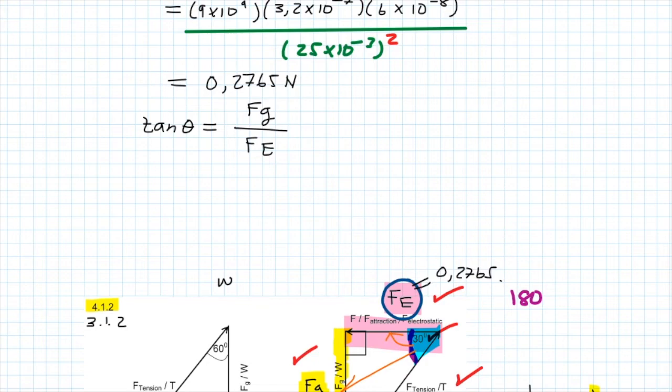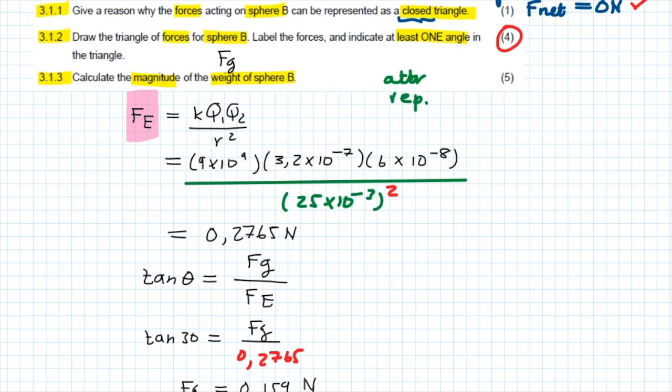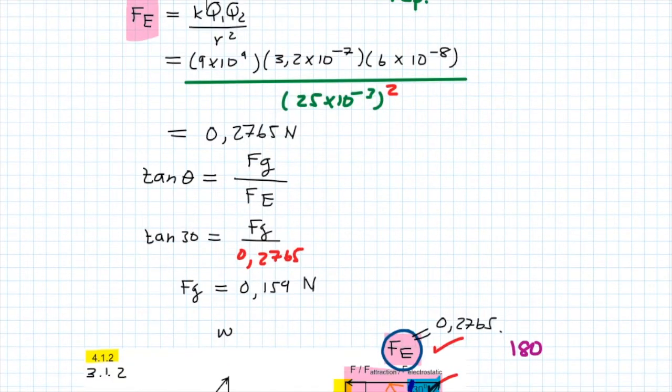We know that theta is 30, so we can plug in everything that we know. We say tan 30 degrees is equal to Fg divided by Fe, which we calculated as 0.2765. Multiplying up, we find out that Fg is equal to 0.159 newtons. And that is in fact the final answer to this question. We have found the magnitude of the weight of the sphere, given as Fg.